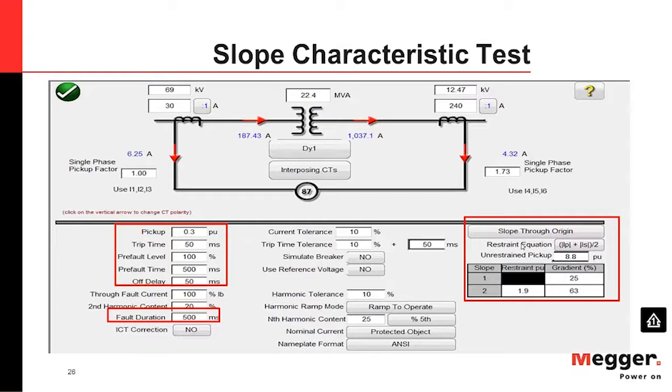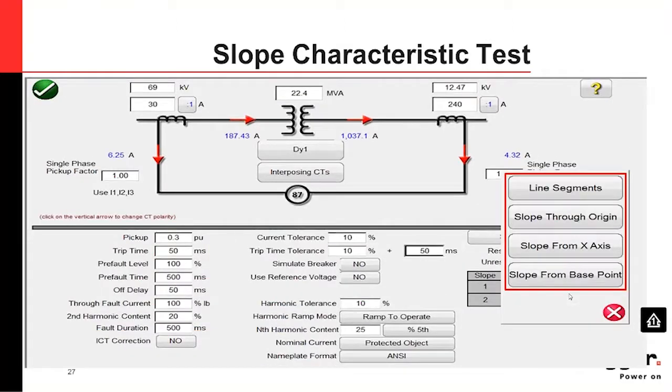Now, we have the 4 segments over here that you can go ahead with, for example, line segments, slope through origin, any slope. These 4 slopes are the common ones used by all the manufacturers. But sometimes the same manufacturer uses 2 different slopes in 2 different relays. So you have to be very careful when you choose the slope.